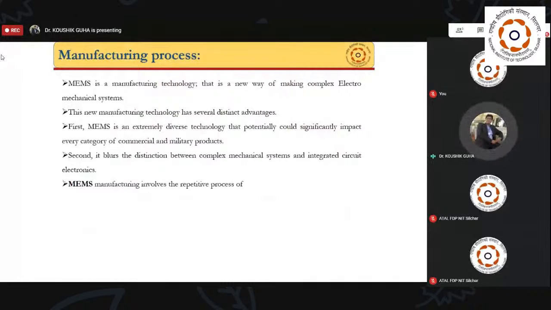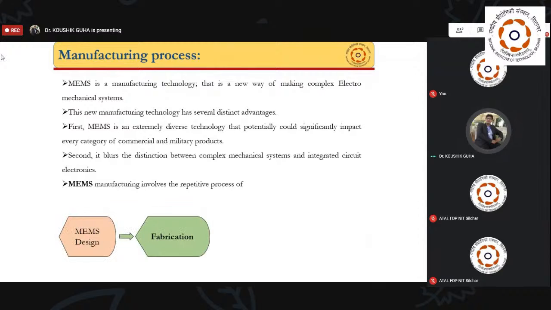So what is the manufacturing process? In MEMS design, first you have to design your MEMS device. Then after simulation and everything, you can go for fabrication. Then after fabrication, we go for packaging, and after packaging, obviously the testing. So these are the four very normal phases of MEMS fabrication, like the IC fabrication technology also.